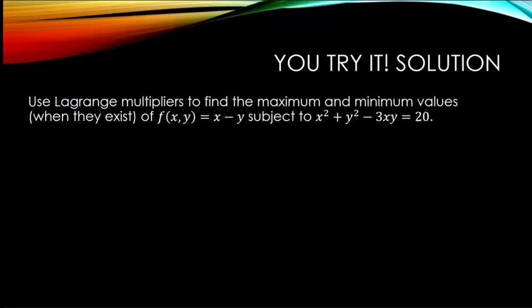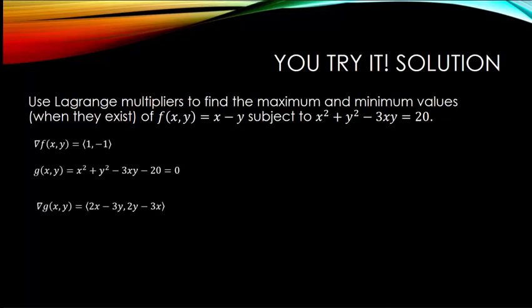So I'm going to set this up and follow the same process. I first need to find the gradient of f of x,y. My gradient of f at x,y is given by a vector with components 1, negative 1. My g of x,y function is given by x squared plus y squared minus 3xy minus 20 is equal to 0. The gradient of g at x,y is given by a vector with components 2x minus 3y and 2y minus 3x. The gradient of f has to equal lambda times the gradient of g, so I get the vector with components 1, negative 1 is equal to lambda times the vector with components 2x minus 3y and 2y minus 3x.